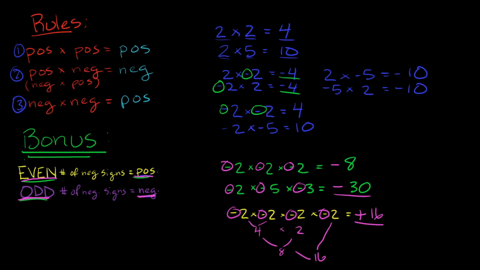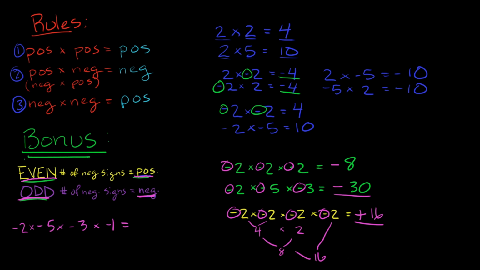Let's do one more. I'll write it right here, right underneath. What if we had negative 2 times negative 5 times negative 3 times negative 1?